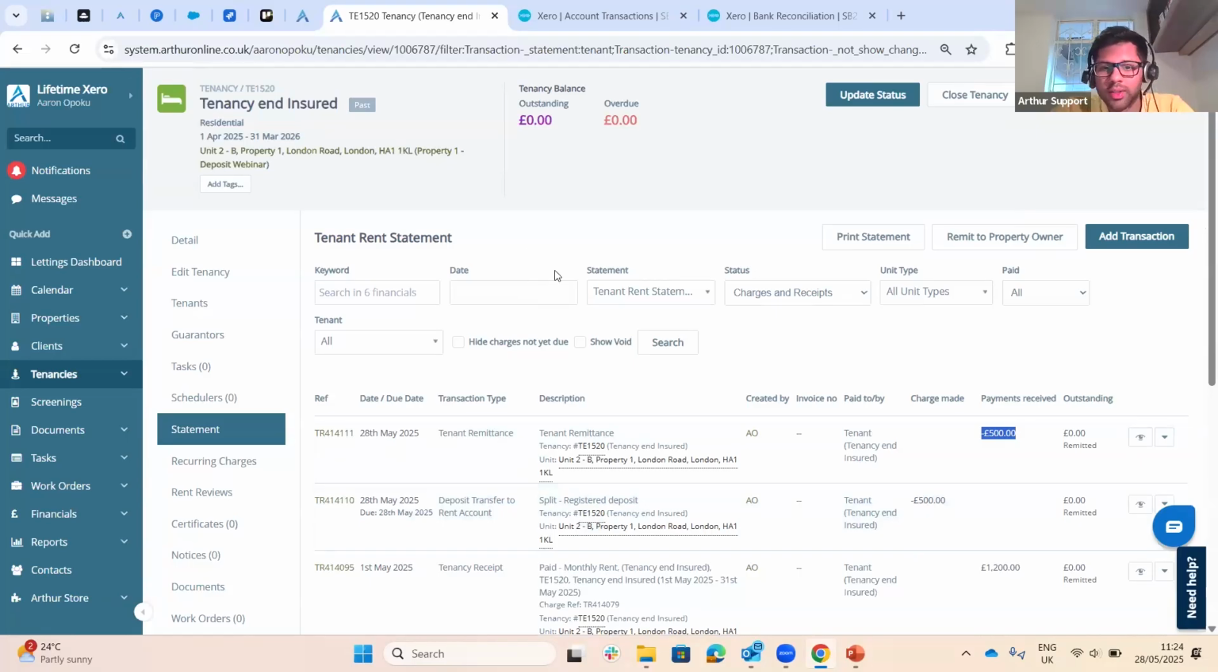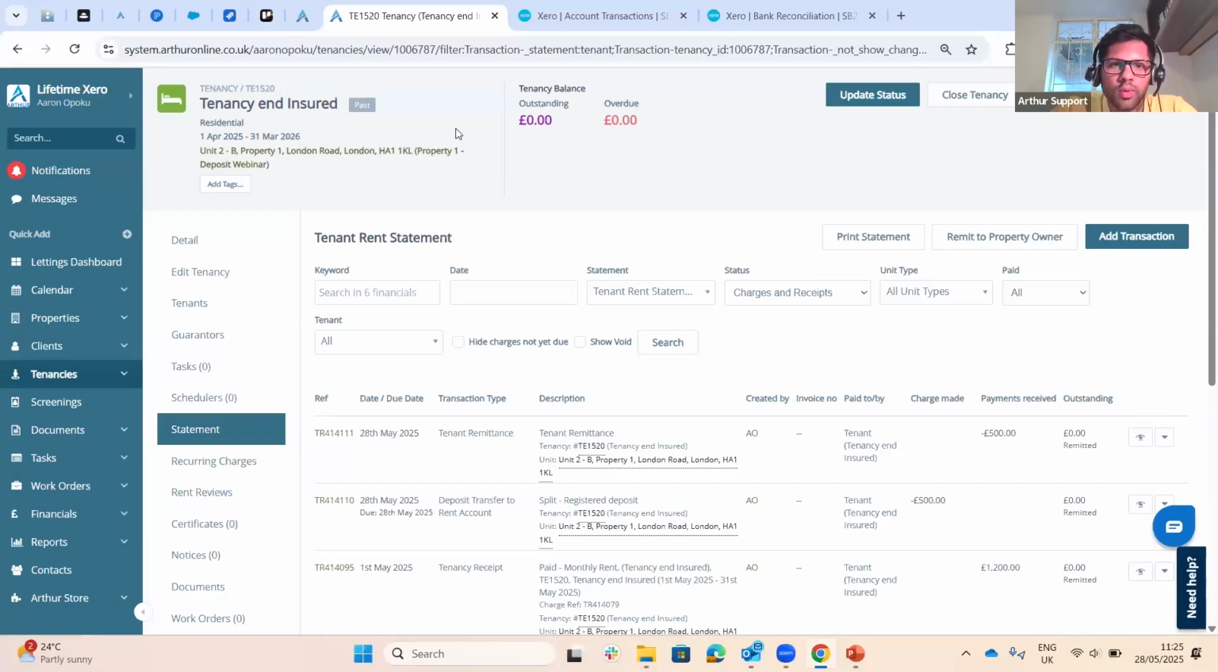Whether you use Xero, whether you use the bank feed, it's the same process. This is what you would always do in Arthur. And then these transactions would either sync to Xero, where you would then reconcile them, or they would appear on your live bank feed where you would then reconcile them. So the process is the same, whether you're an Arthur Xero user or just Arthur Financials or Arthur bank feed. So that's an example of closing a tenancy for an insured scheme.